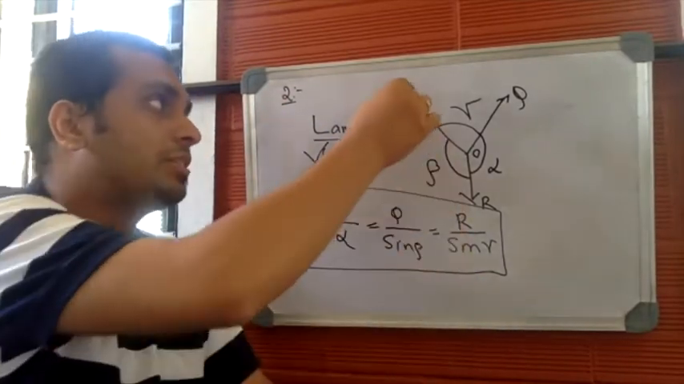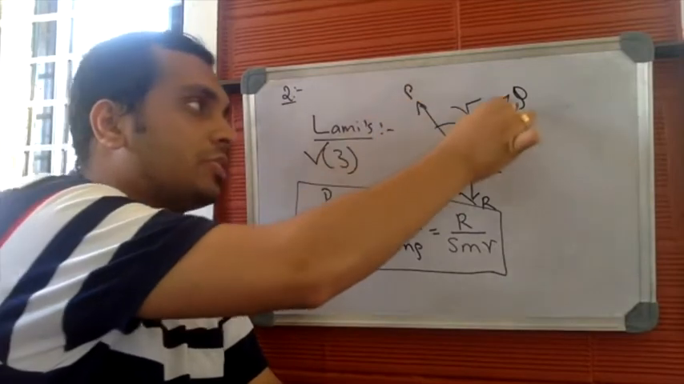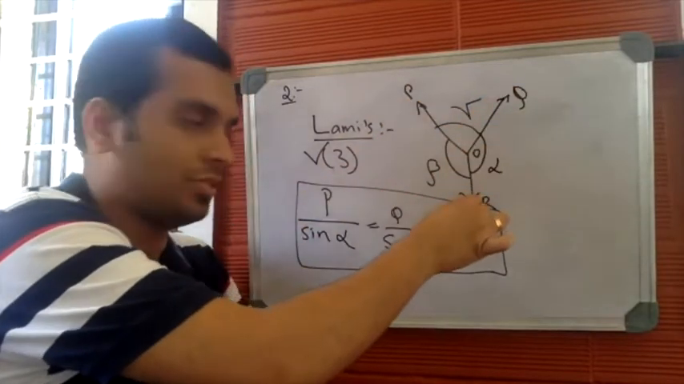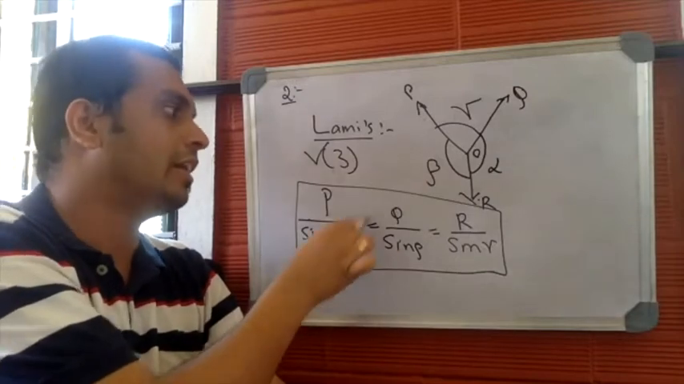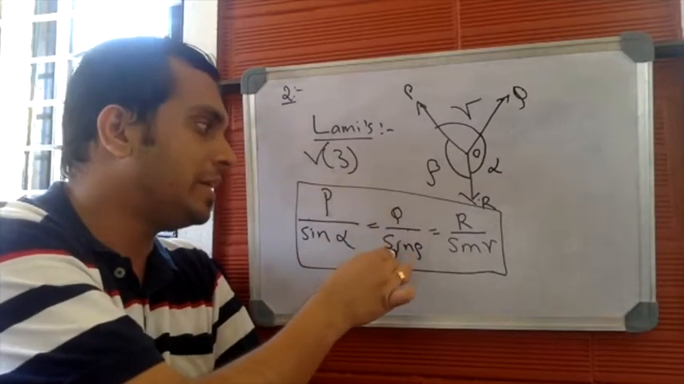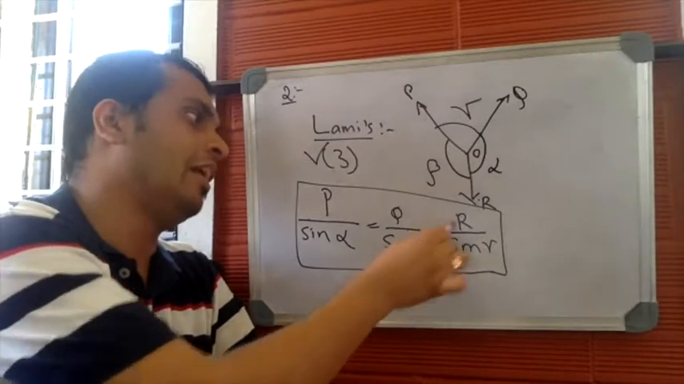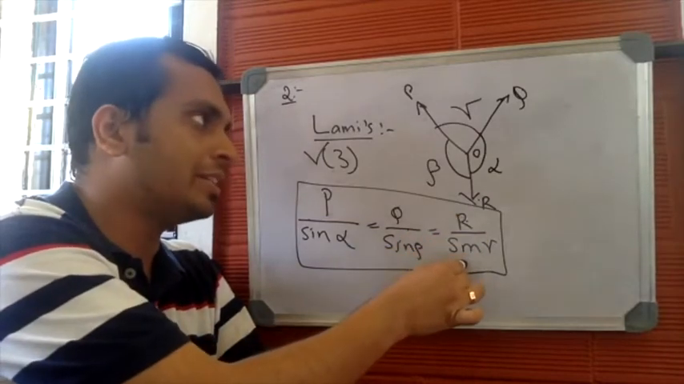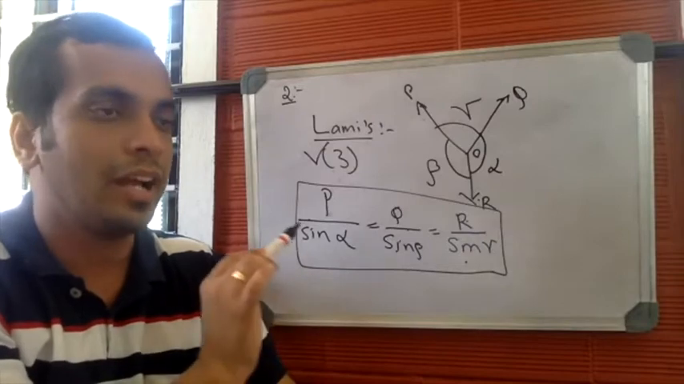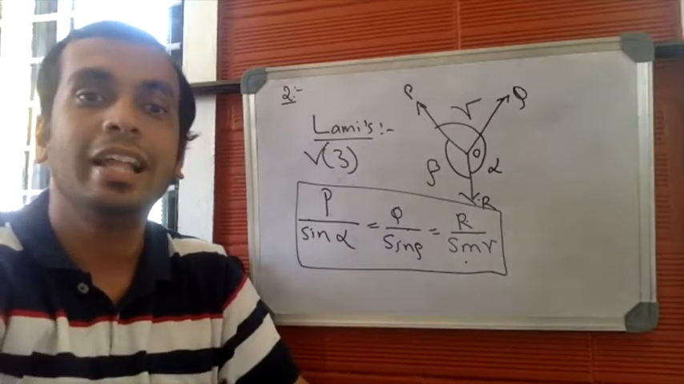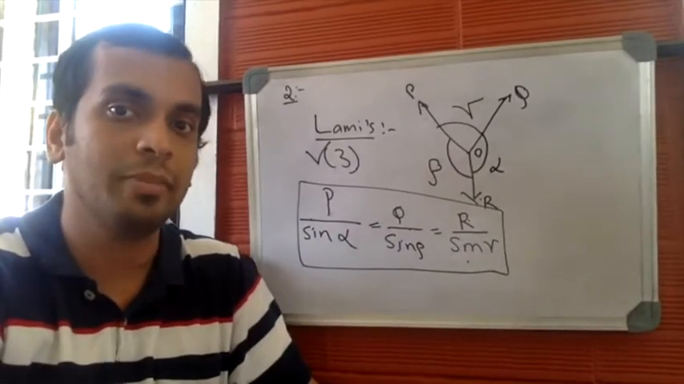According to Lami's theorem, each force is proportional to the sine of the angle between the other two forces. P divided by sine alpha, where alpha is the angle between Q and R. Q divided by sine beta, where beta is the angle between P and R. R divided by sine gamma, where gamma is the angle between P and Q. So this is all about Lami's theorem.